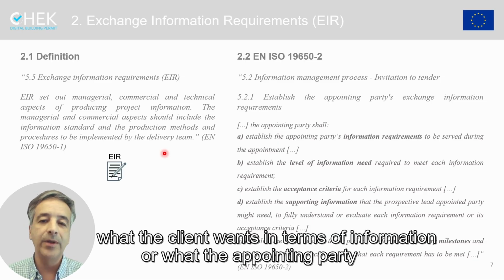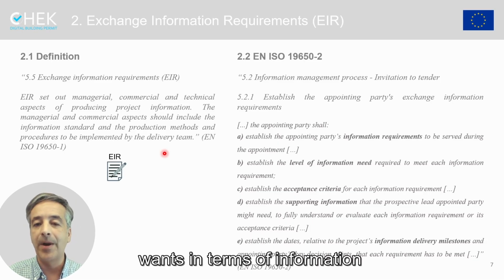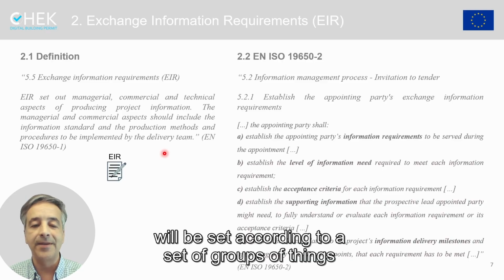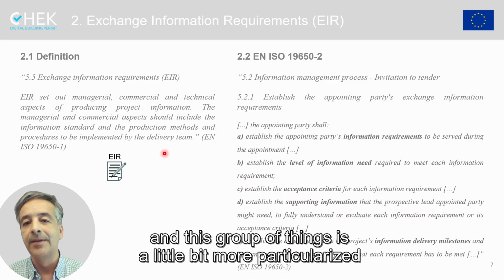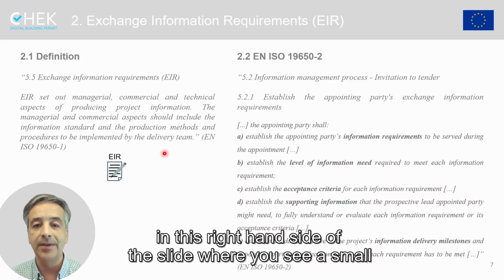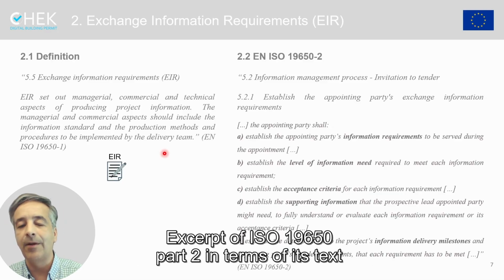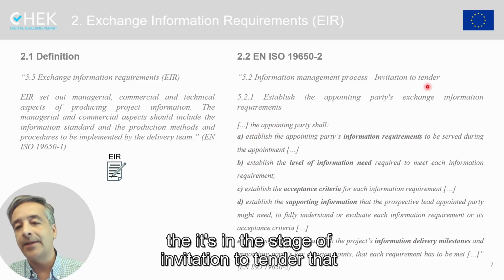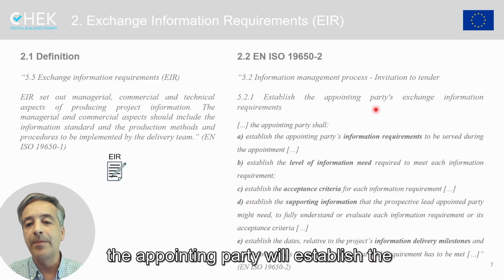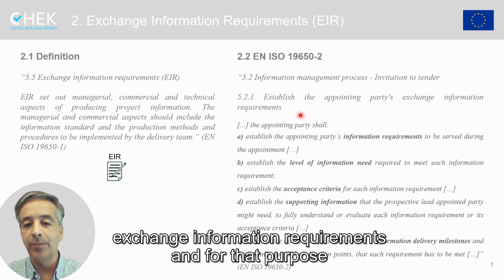And what the client wants in terms of information, or what the appointing party wants in terms of information, will be set according to a set of groups of things. And this group of things is a little bit more particularized in this right-hand side of the slide, where you see a small excerpt of ISO 19650 Part 2 in terms of its text, but only some selected parts. You see the three dots in many places. So it's in the stage of invitation to tender that the appointing party will establish the exchange information requirements.